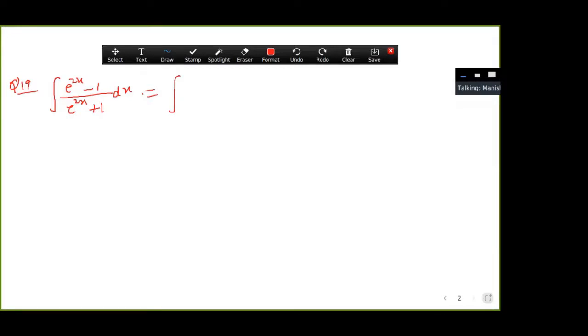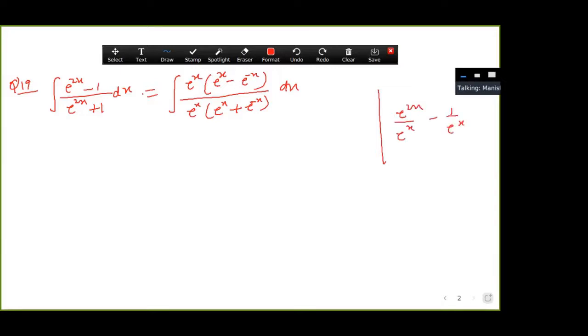What you have to take common? e to the power x common. When you take e to the power x common from the first term, e to the power x and minus 1 upon e to the power x, or e to the power minus x, will be left. And in the denominator, if you take common, you will get e to the power x plus e to the power minus x dx. Taking common means you are dividing each term by that which you are taking common.